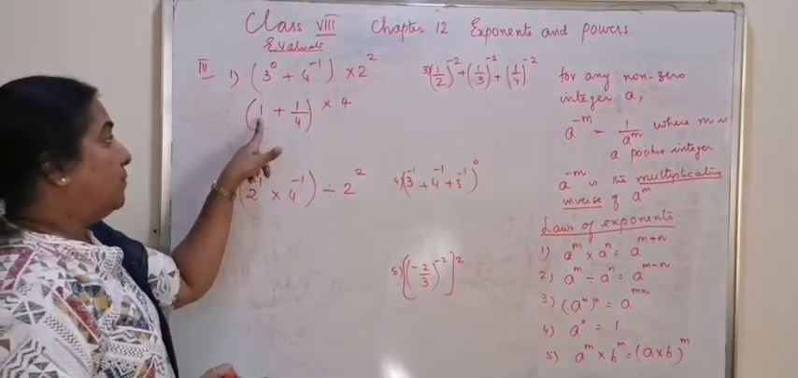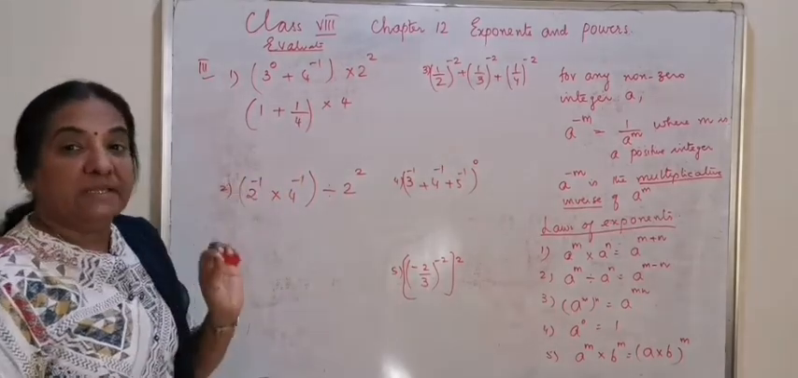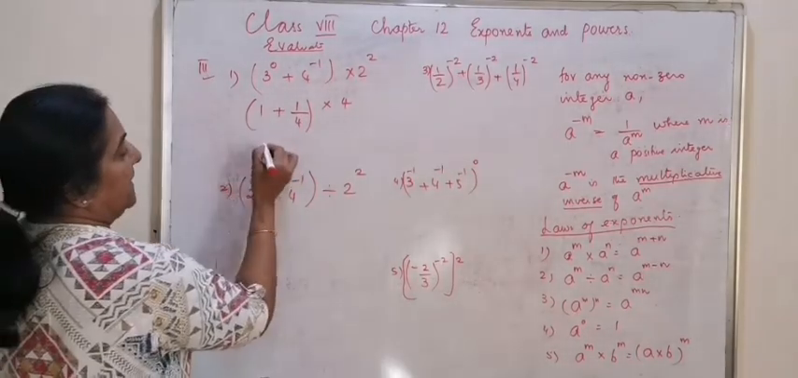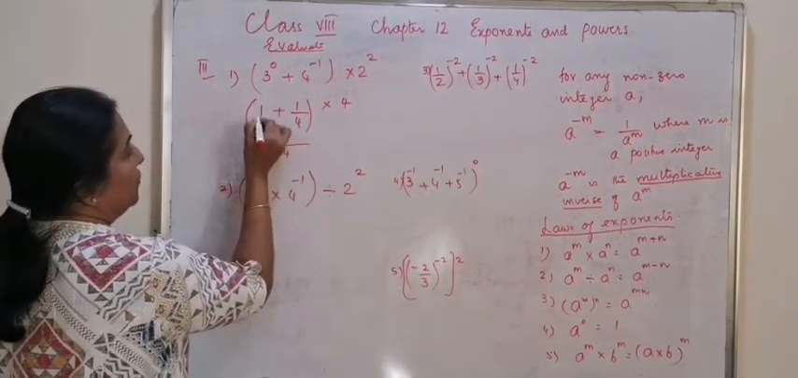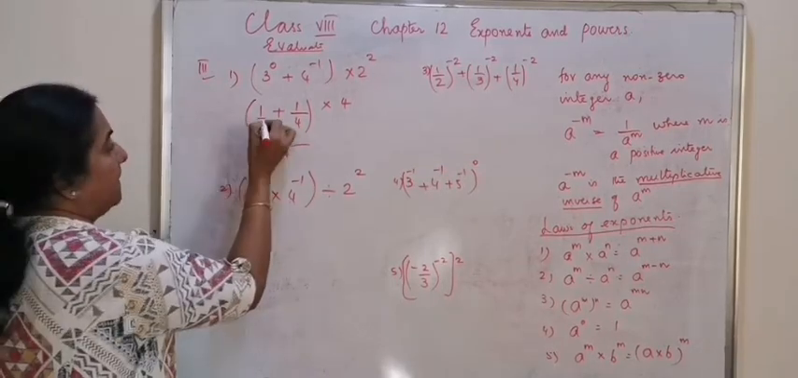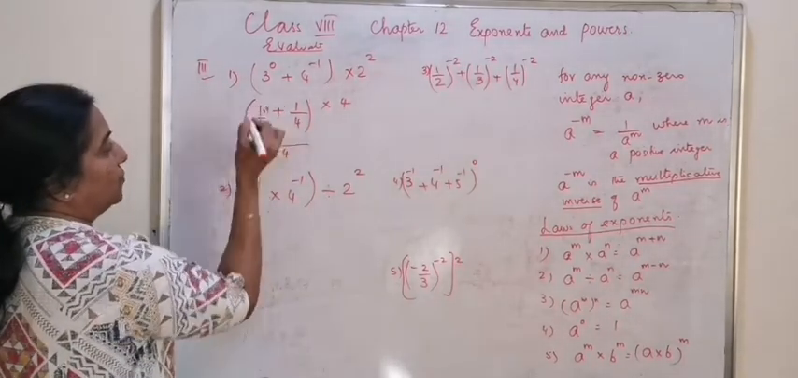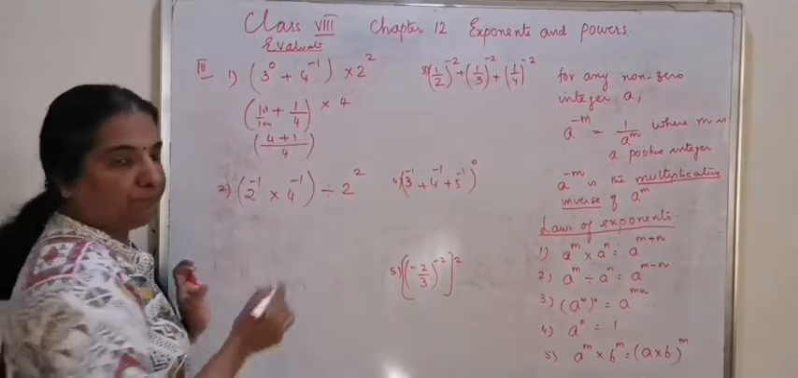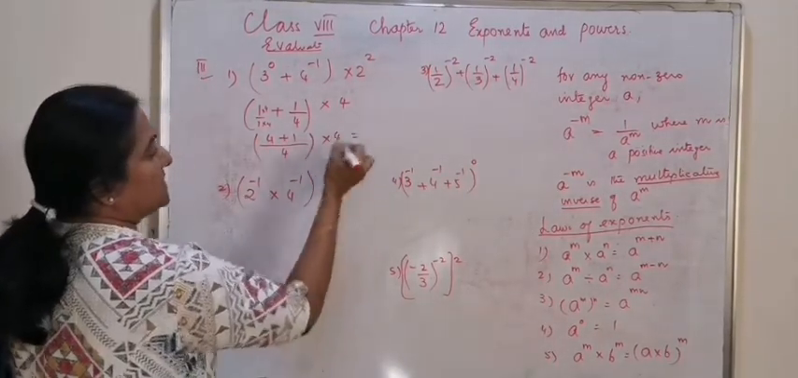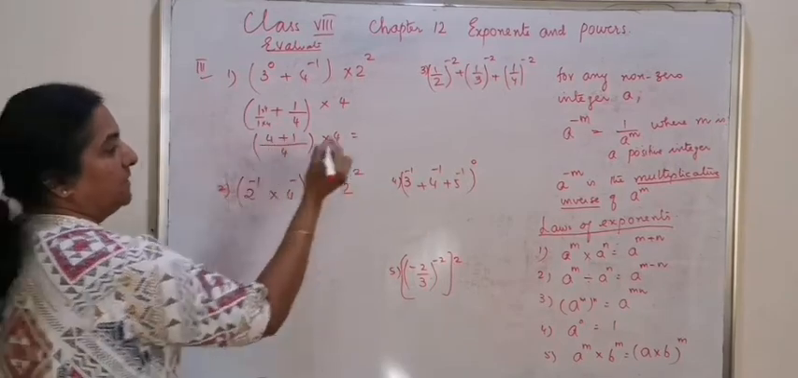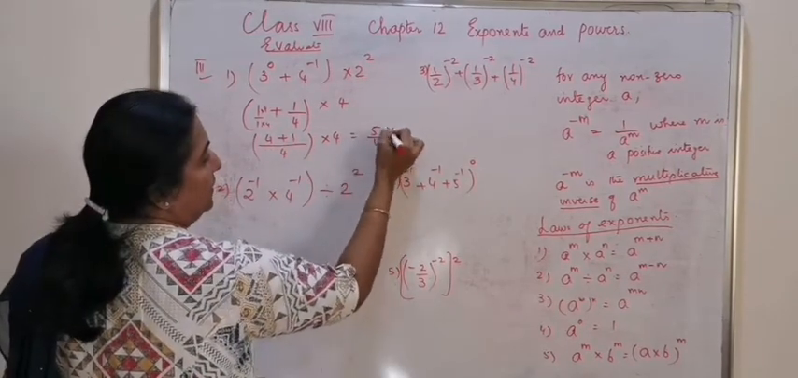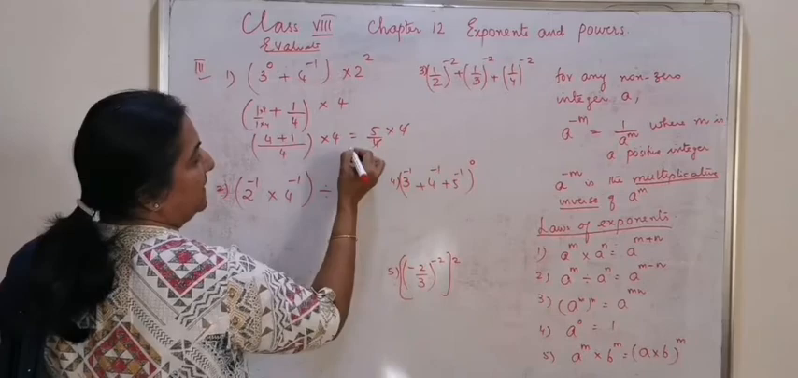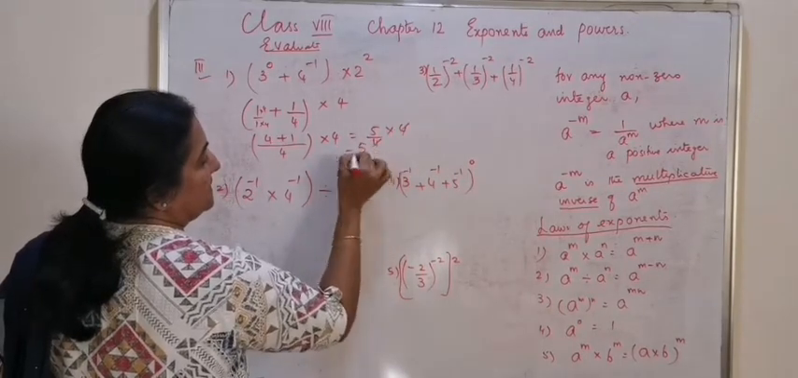How do you add 1 plus 1 by 4 with the fraction? It is by LCM. So LCM is 4: 1 into 4 is 4, plus 1, by 4. That is 4 plus 1, 5 by 4. This gets simplified, and the final answer is 5 by 4.